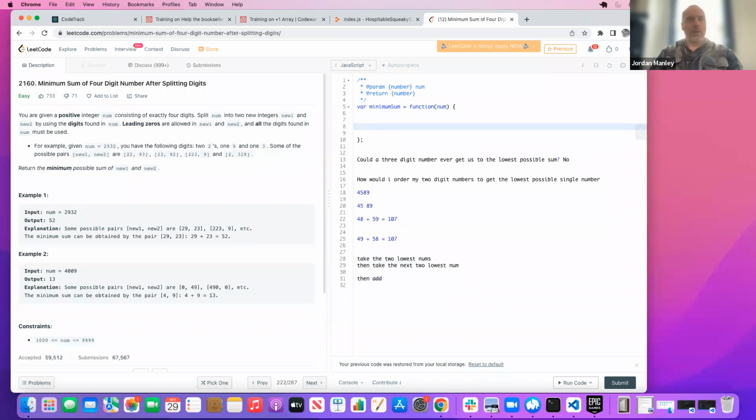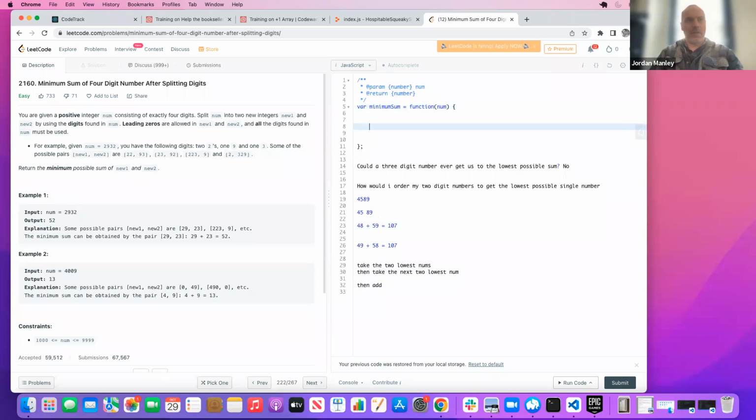Okay, so we have a number here, but we need to get all of the digits out of it. There's a couple ways we can do that. My preferred way, that's pretty simple, is just let digits equal String(num).split each one, and then sort it. That's going to give us all of the numbers from least to greatest.